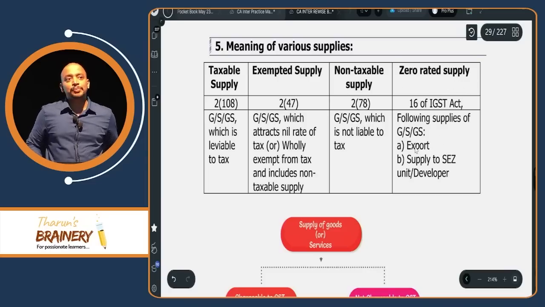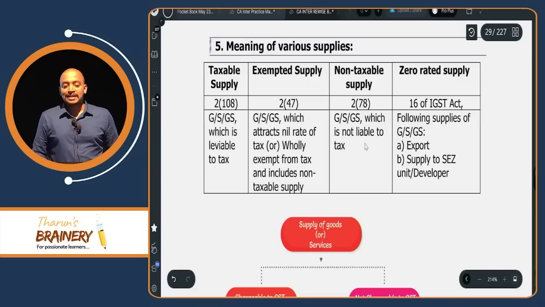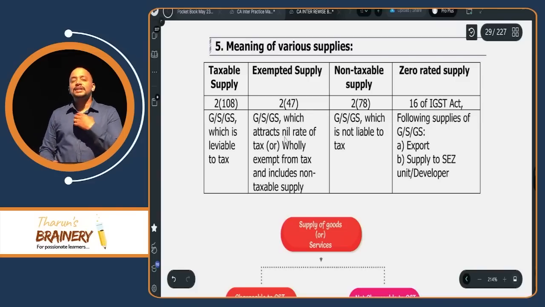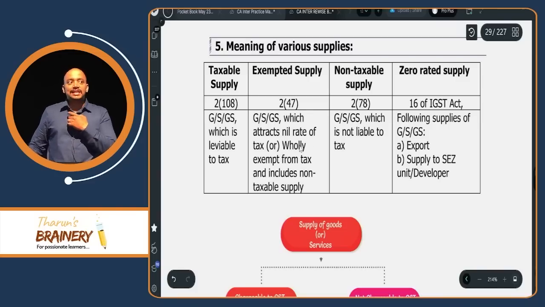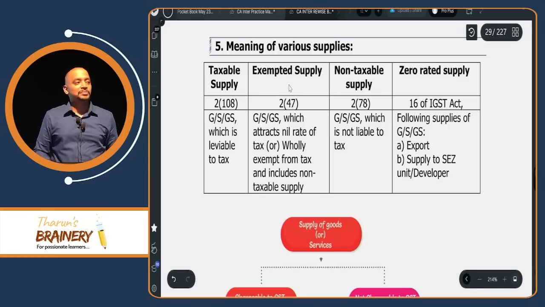What are non-taxable supplies? 2: alcoholic liquor for human consumption and petroleum products. And what are exempted supplies? Exempted supplies for payment of GST is 3: notified as exempted, nil rated and non-taxable. These 3 are treated as exempted. So come again, what are exempted supplies under GST? Notified as exempted. So government from time to time will notify certain transactions as exempted. Nil rated means the rate of GST is nil. And non-taxable, we already know what are non-taxable. These 3 will come under exempted supplies.